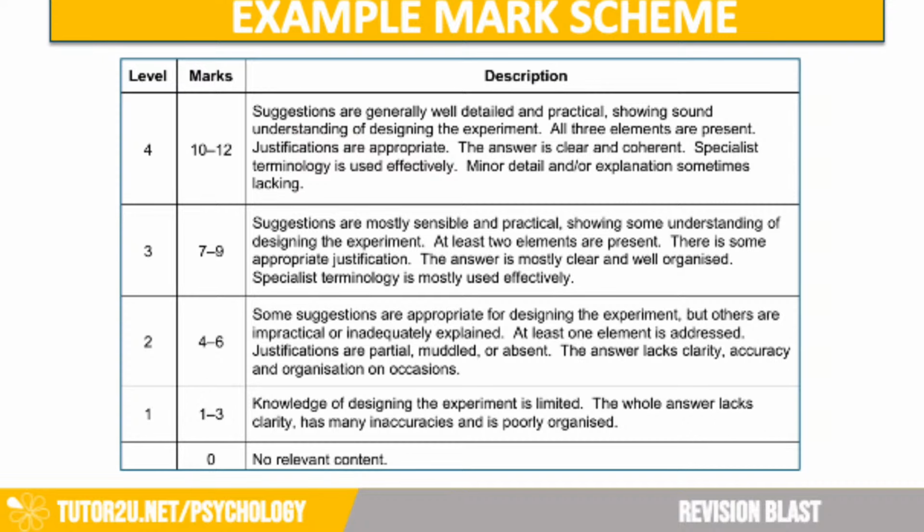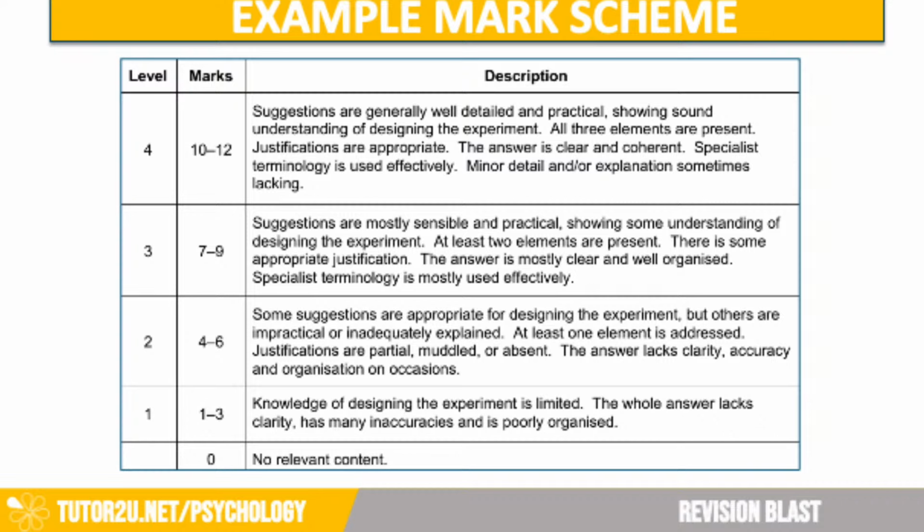Okay, so if we look at the mark scheme for these questions, at the top, for band 4, suggestions are generally well detailed and practical, showing sound understanding of designing the experiment. All 3 elements are present. When it says all 3 elements are present, that means that all 3 bullet points have been addressed. Justifications are appropriate as to why you've designed it the way it is.